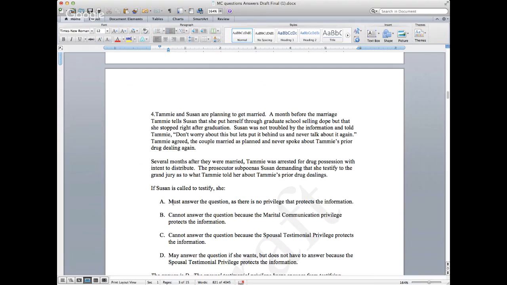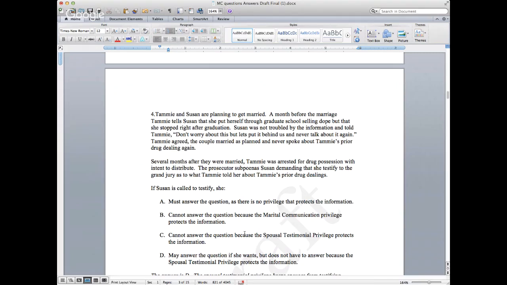So let's see the call of the question, the question and the answers. A: must answer the question, there is no privilege that protects this information. That's obviously wrong. B: cannot answer the question because marital communication privilege protects this information. But this is not marital communications privilege, it's a spousal privilege.